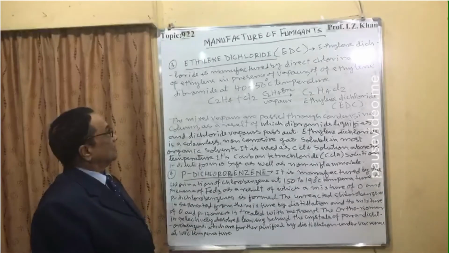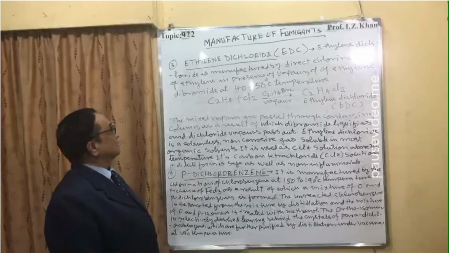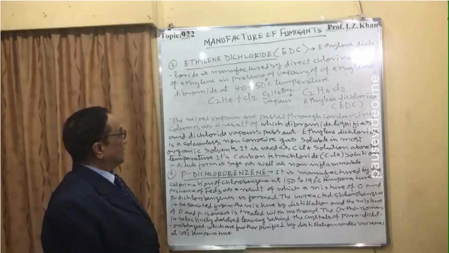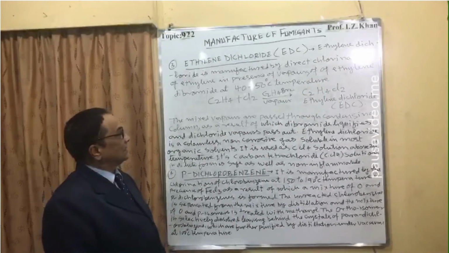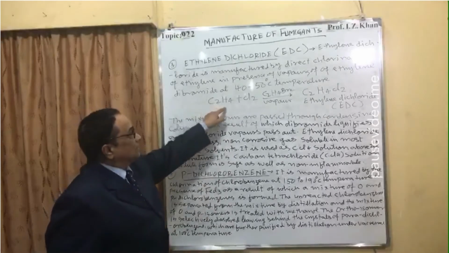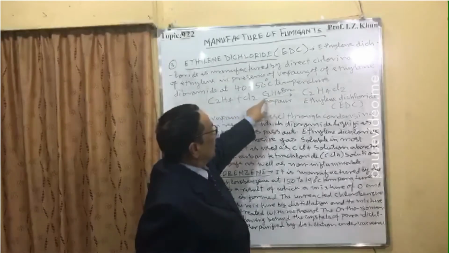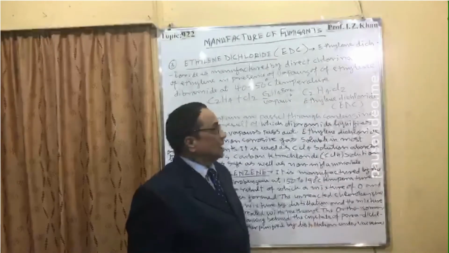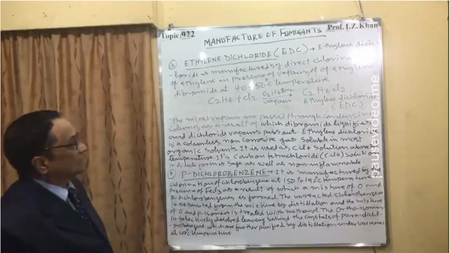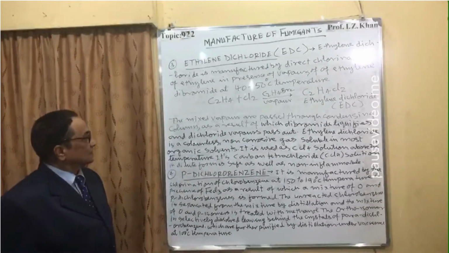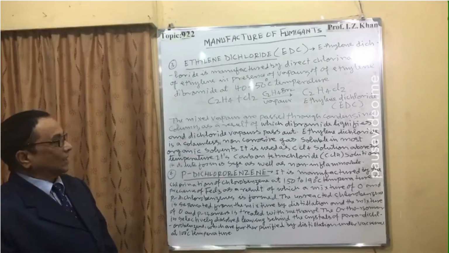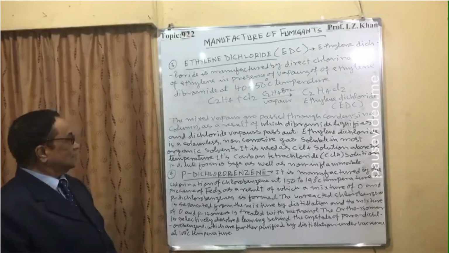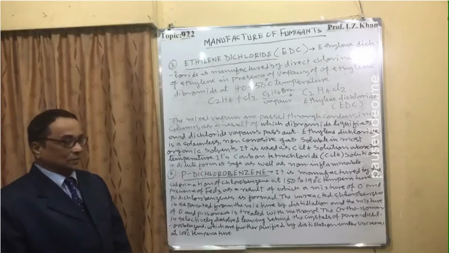Ethylene dichloride is manufactured by direct chlorination of ethylene in presence of vapors of ethylene dibromide at 40 to 50 degrees centigrade temperature. So this is your ethylene, chlorine, and the vapor of C2H4Br2, and you will get C2H4Cl2, that is ethylene dichloride. The mixed vapors are passed through a condensing column, as a result of which the dibromide liquefies and the dichloride vapor passes out.